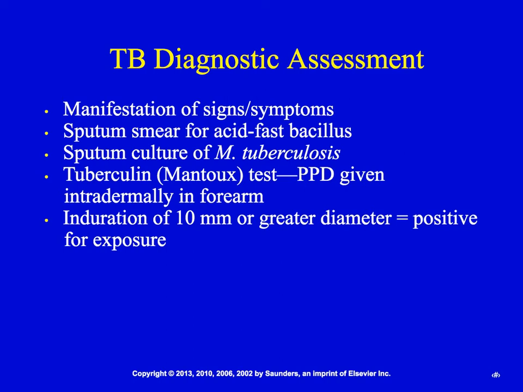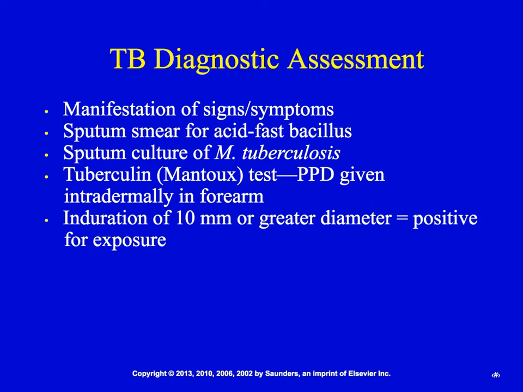Okay, so the one thing that the PPD test tells us is that somebody has been exposed. It doesn't mean that they have active TB. So the next thing we need to do is a chest x-ray. If somebody has a positive PPD test, we're going to next do a chest x-ray to determine if they have active TB or not.